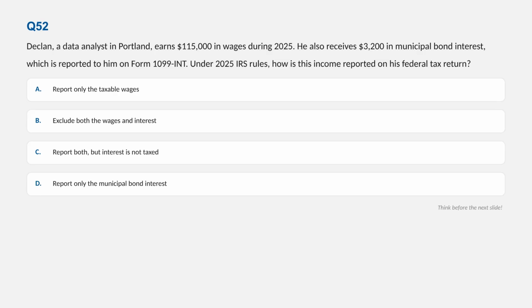A. Report only the taxable wages. B. Exclude both the wages and interest. C. Report both but interest is not taxed. D. Report only the municipal bond interest.